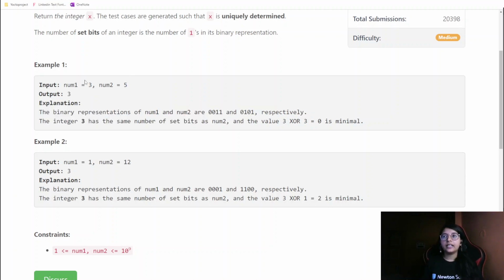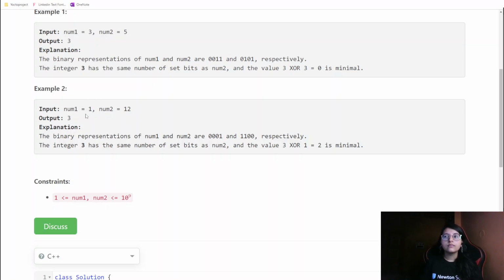Here they have given 3 and 5. The binary representations of num1 and num2 are 0011 and 0101 respectively. The integer 3 has the same number of set bits as num2, because you can easily see that here 2 bits are set and here also 2 bits are set. So the first condition is satisfied. And when we do XOR of 3 with 3, the answer is 0. So it is the minimal, and that's why 3 itself is the answer.